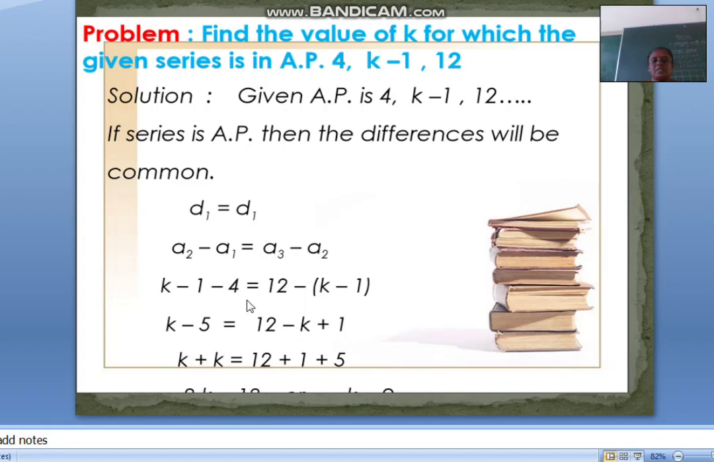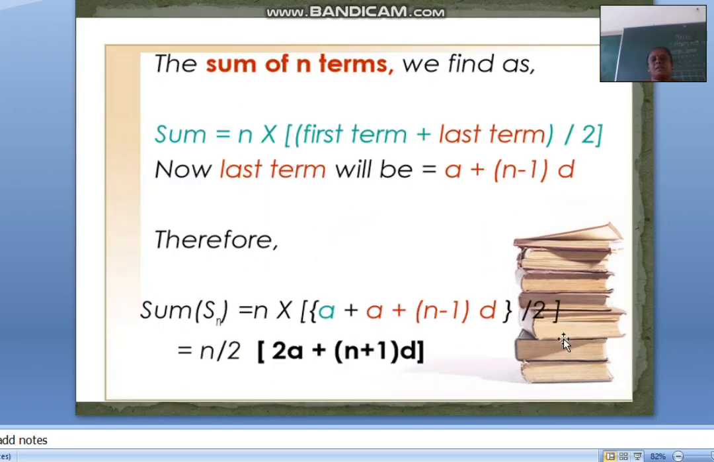Now this k will come to the left hand side, that will become plus k, is equal to 12 plus 1, and transpose the minus 5 to the right hand side as plus 5. So k plus k is 2k is equal to 12 plus 1 is 13, 13 plus 5 is 18. So 2k is equal to 18, k is equal to 18 by 2. So the value is 9. And then next sum, go for the next sum.